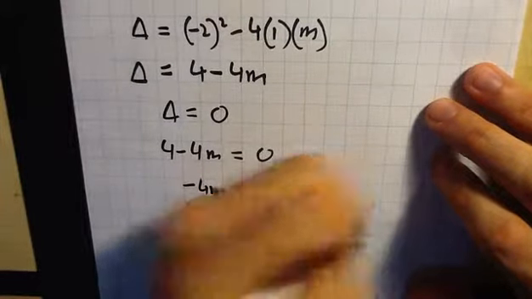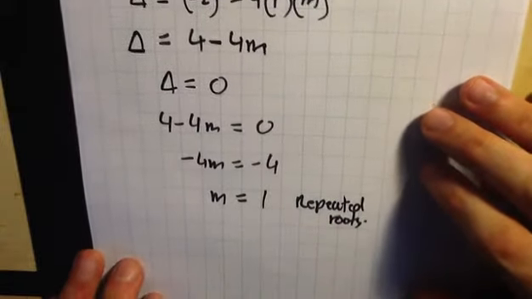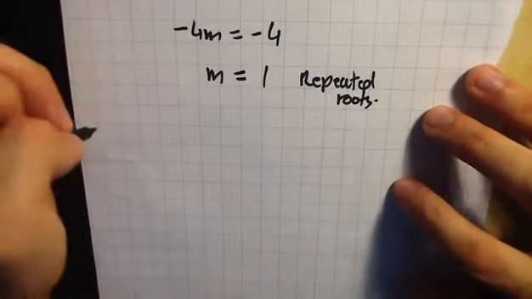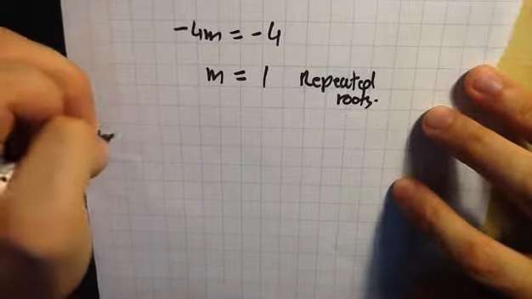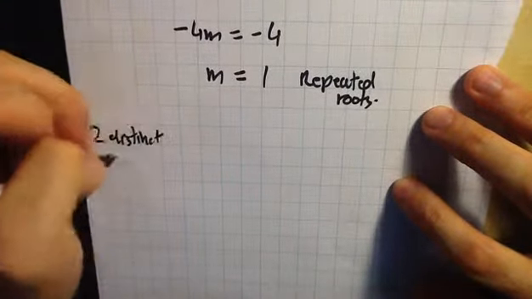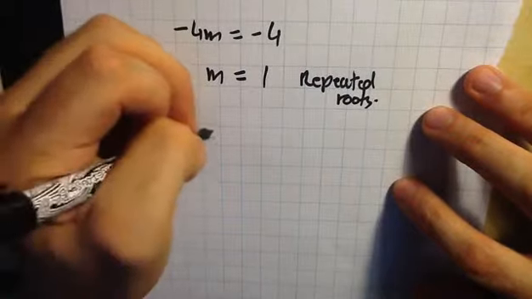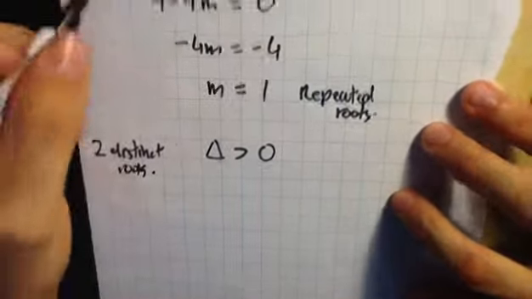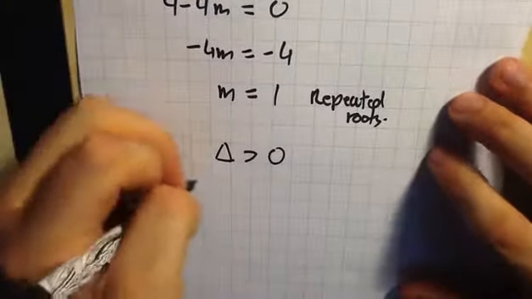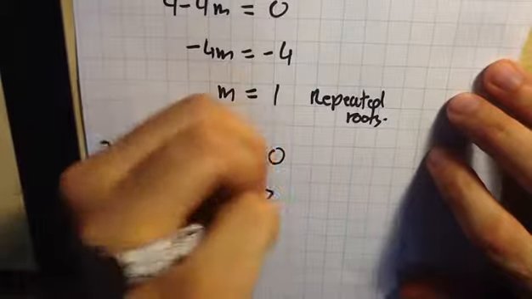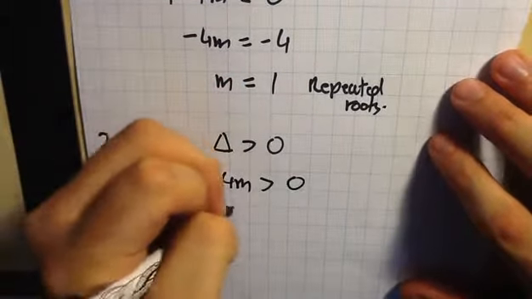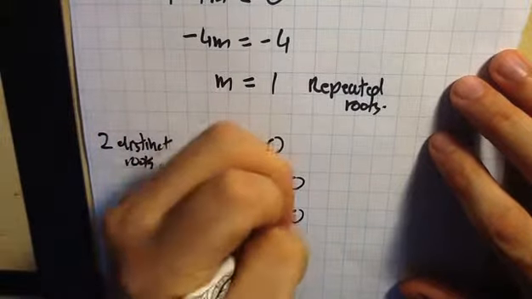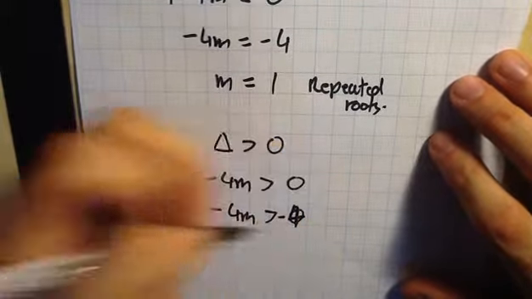Okay, so let's take a look at what values for m this quadratic would have 2 real roots. Well, I know that when a quadratic has 2 distinct roots, the discriminant is positive, it's greater than 0. So what did I work out the discriminant to be? 4 take 4m. So therefore, 4 take 4m must be greater than 0. Therefore, negative 4m must be greater than negative 4.